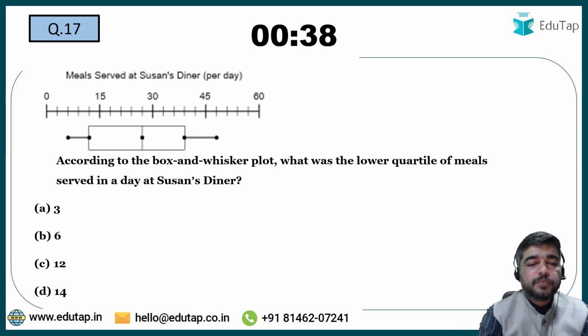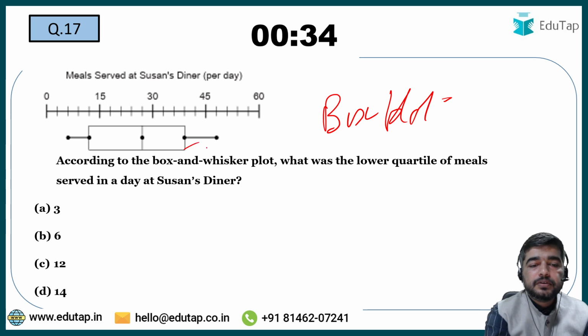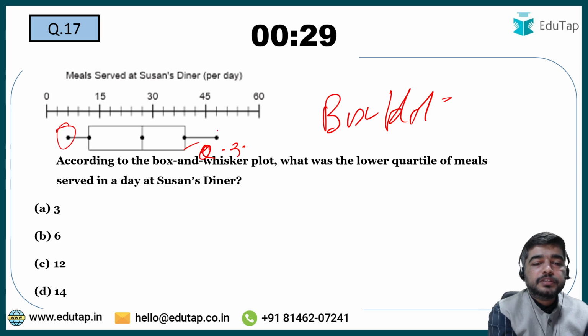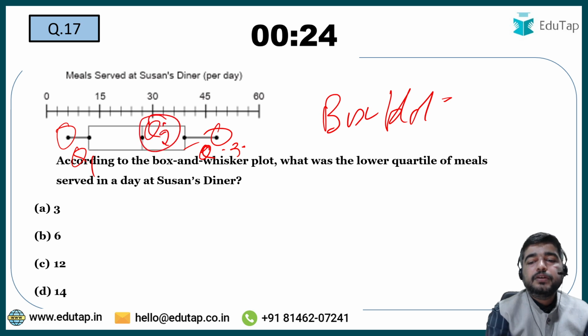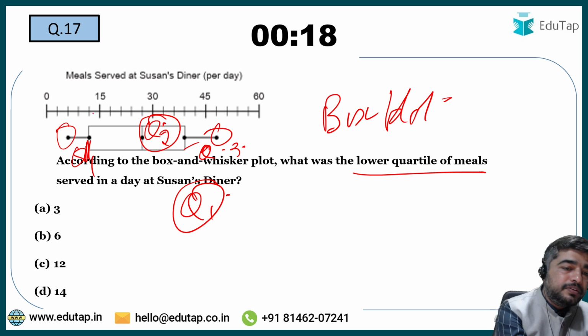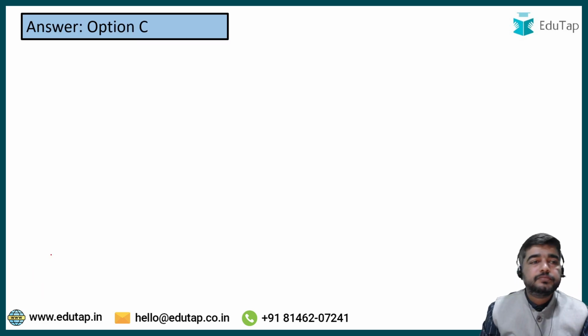Now this is a box plot. The box plot gives you Q3, the lowest value, the highest value, Q1, and Q2. Q1 is the lower quartile. You can calculate Q1: this is 15, this is 3, this is 6, this is 9, this is 12. So the lower quartile is 12. Your answer will be 12.